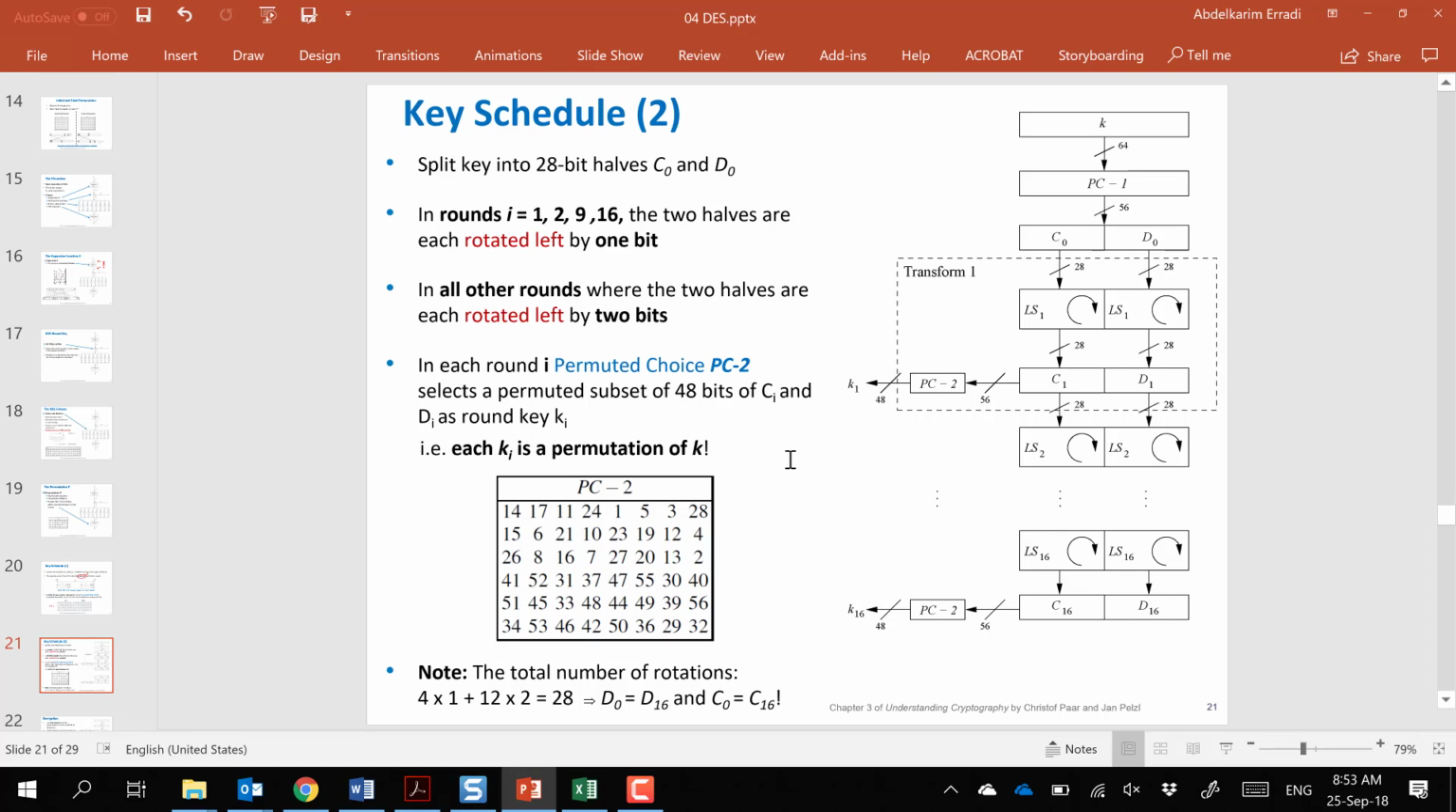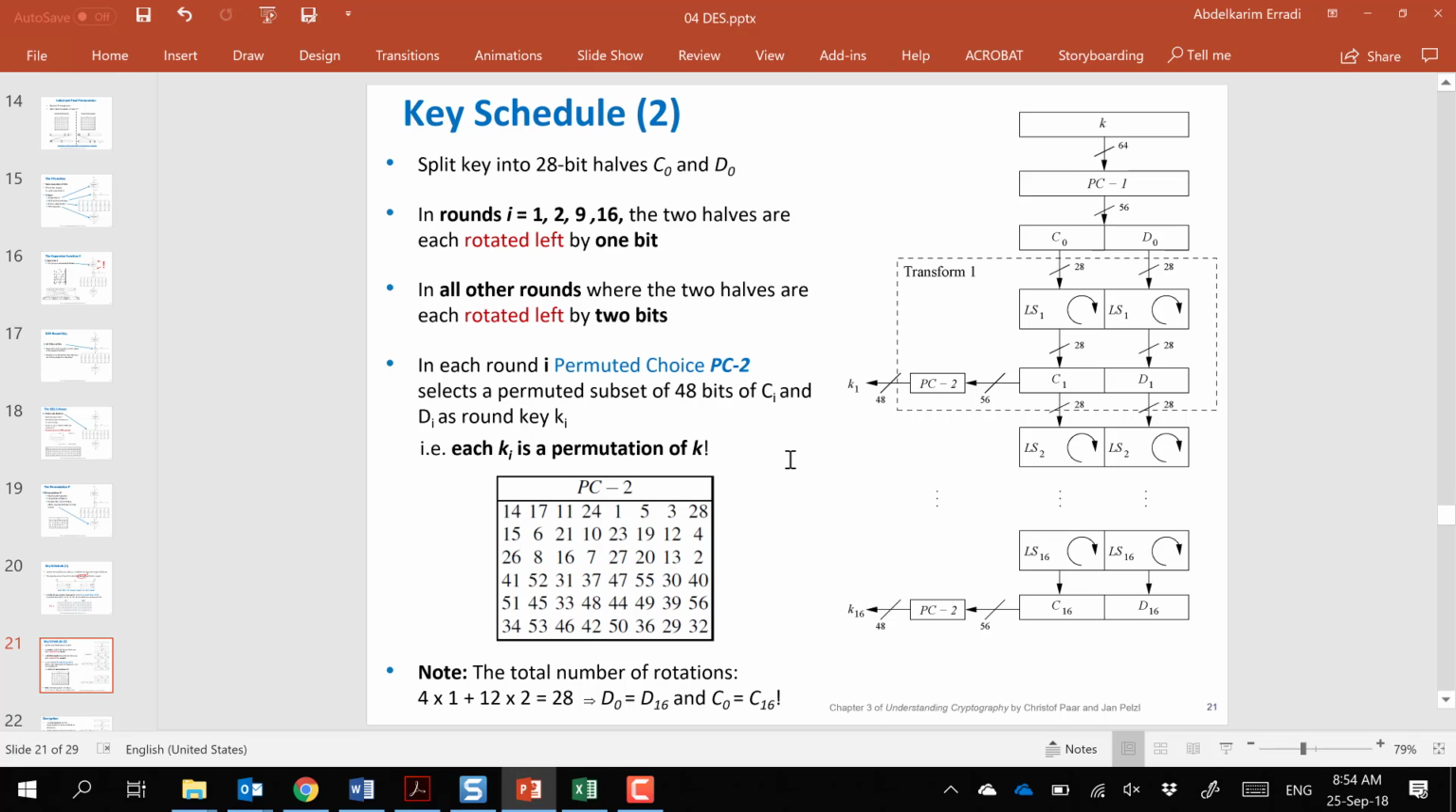How many shifts will I have? 28. At the end of the day, the right side of the key and the left side of the key will be equal to the initial keys. Why do you think this is important? For the decryption. So the decryption will start from the same original key, from the same one. And then the decryption will start.